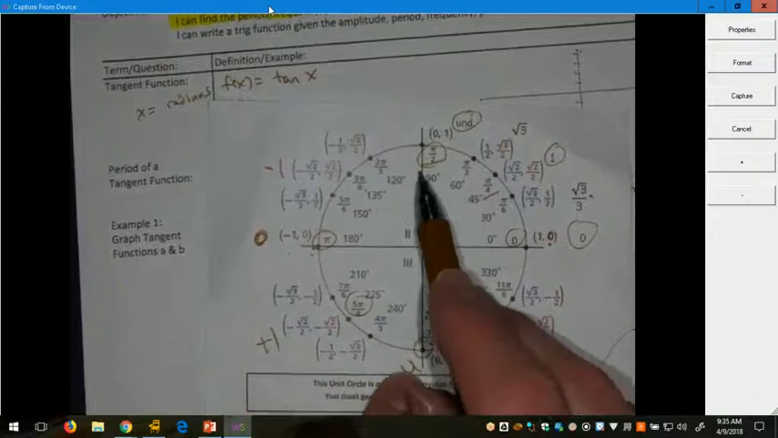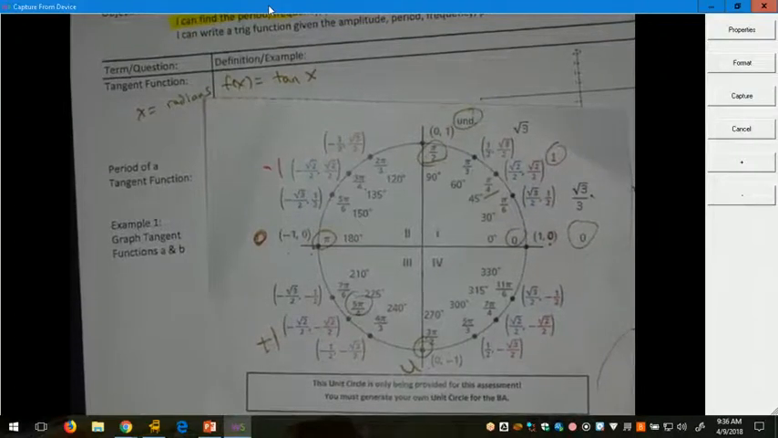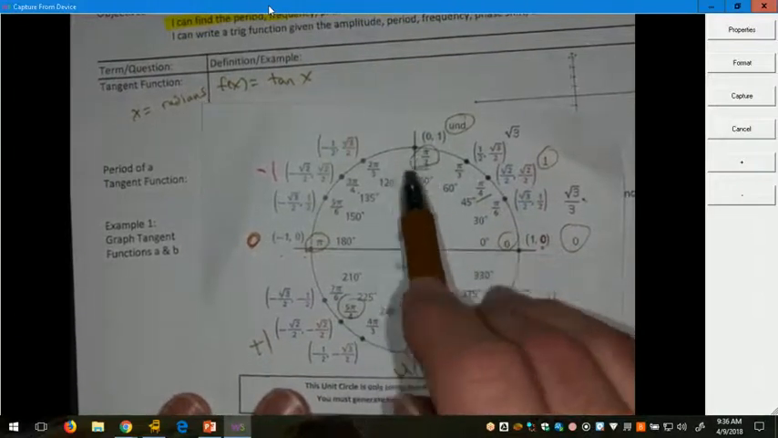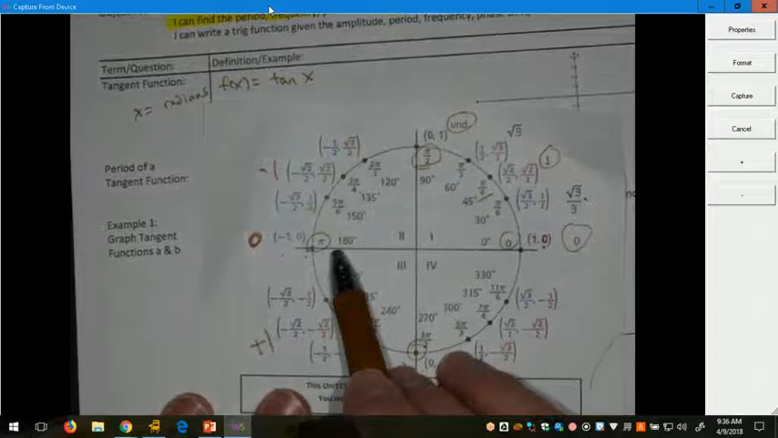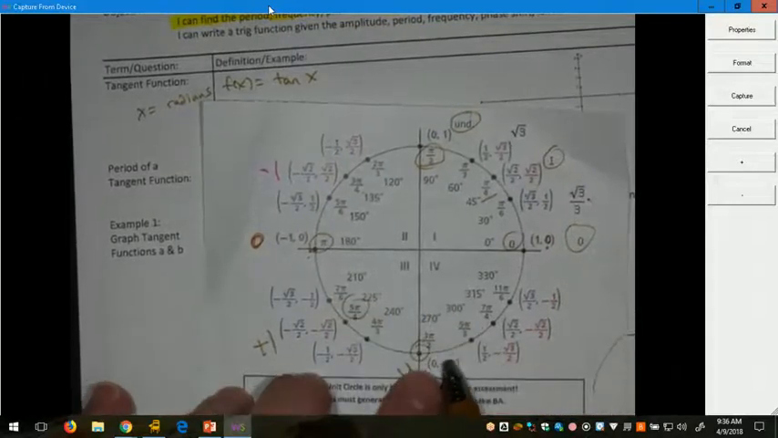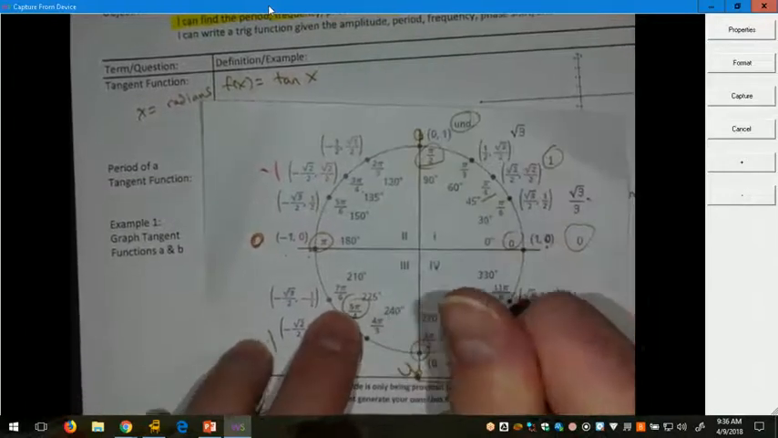By the way, if it's undefined, what type of thing might we see at an undefined value? Think back to first semester. A hole, if it canceled out in a rational function, is the only time we see a hole, but that's a good guess. What else? A vertical asymptote. So this thing's going to have vertical asymptotes, right? And do we want that halfway through the graph? Do we really want to break up the graph? No, I'd rather have a complete picture of the graph from vertical asymptote to vertical asymptote.